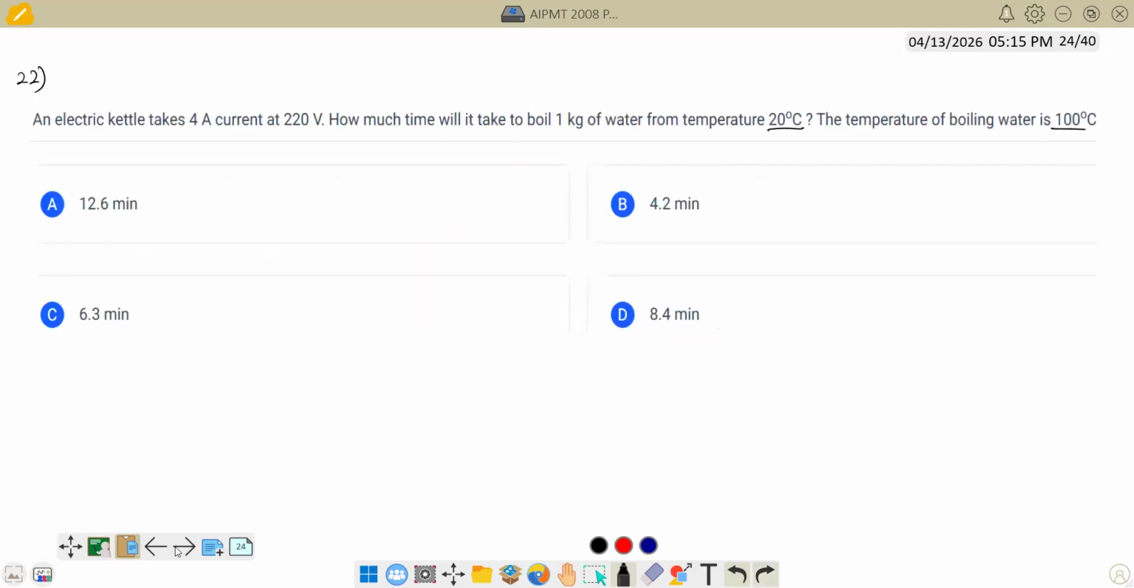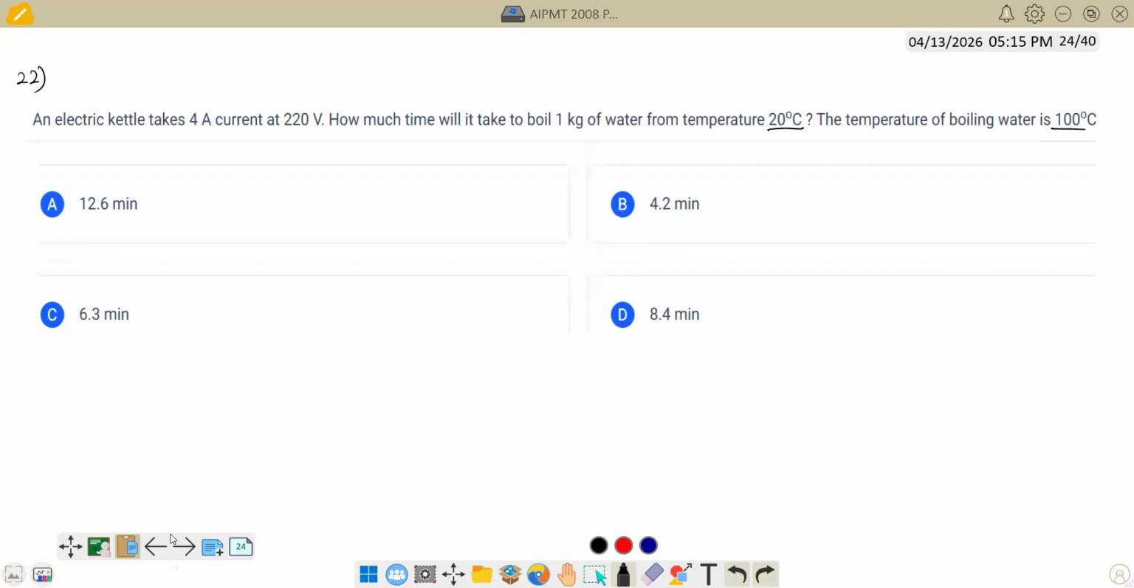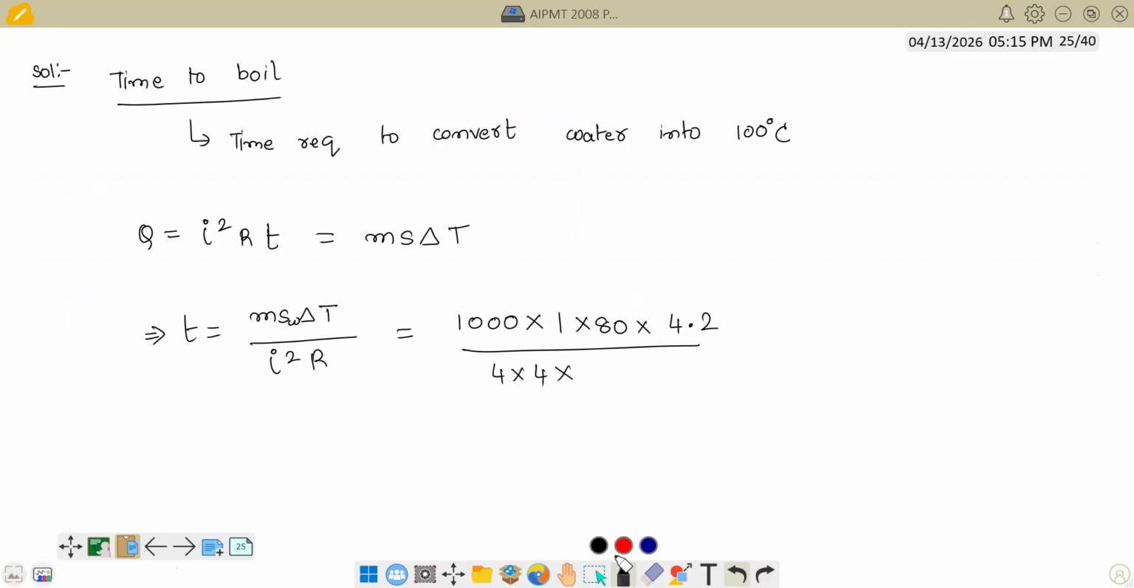I square would be 4 square, that is 4 into 4, into the resistance value. Okay, he has given the voltage, so we don't need that one. We can just use V into I here, because I into R would be V. So V into I, 220 into the I value given as 4. So 4 into 220, these two I can cancel out. So 2 into 11. So you basically get time equals 42 into 100 divided by 11.